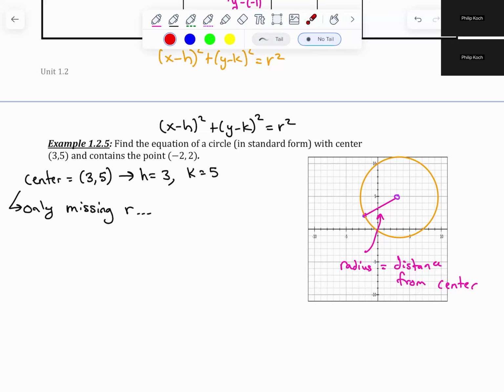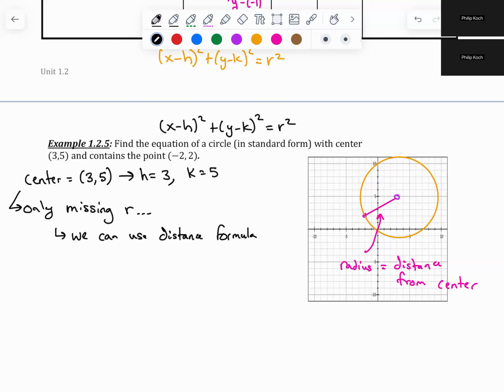Any questions so far? We can use the distance formula to find r. So we have 3 comma 5. That'll be our x sub 1, y sub 1. And we have negative 2 comma 2. That'll be our x sub 2, y sub 2.